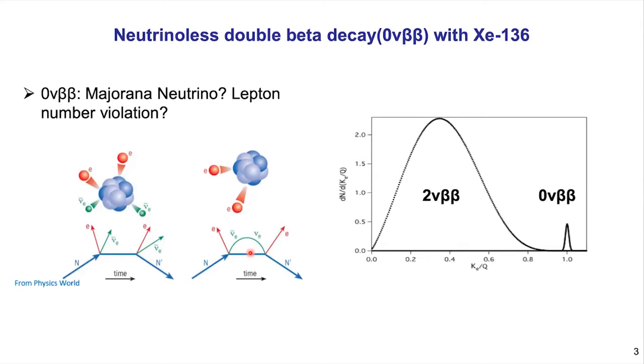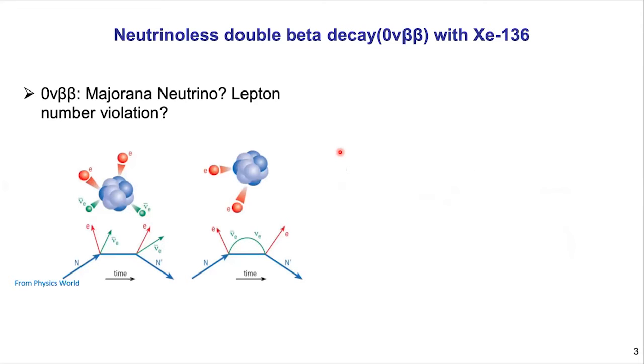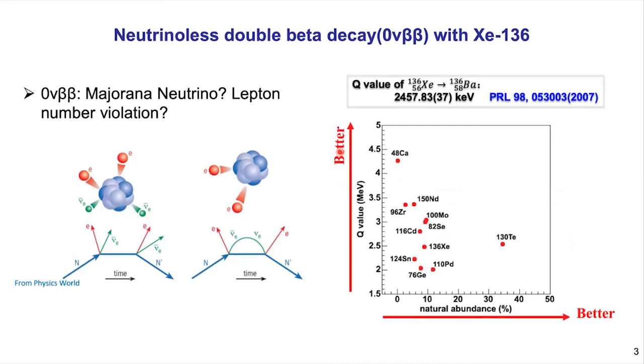We have discovered the two neutrino double beta decay for 11 isotopes, as you can see in the picture. Here we are using xenon-136. This isotope is chosen due to its high abundance in natural xenon and the relatively low cost of enrichment.